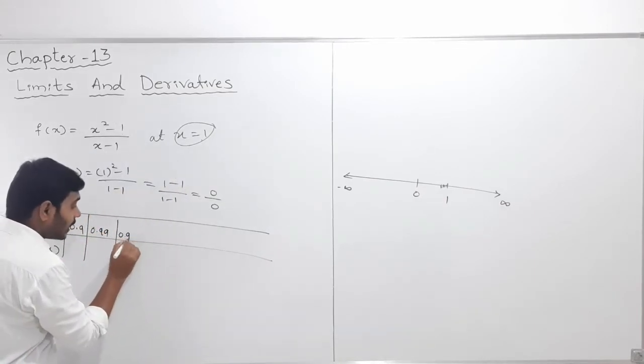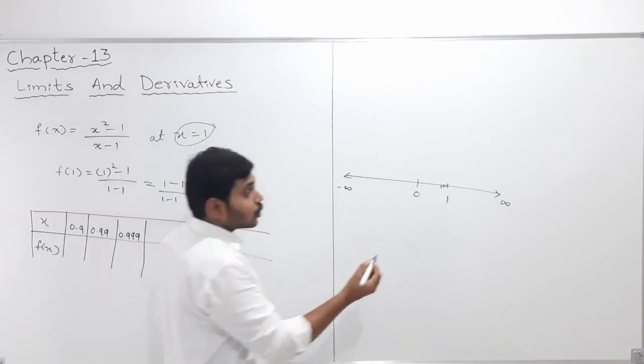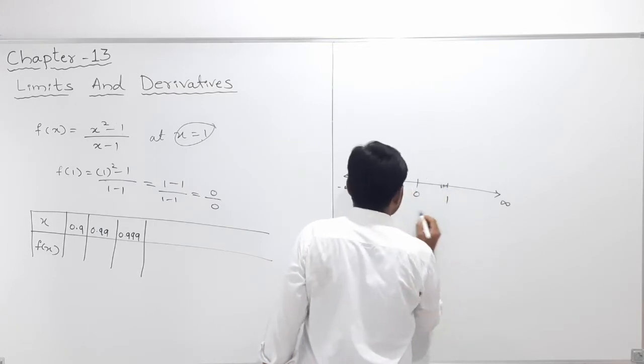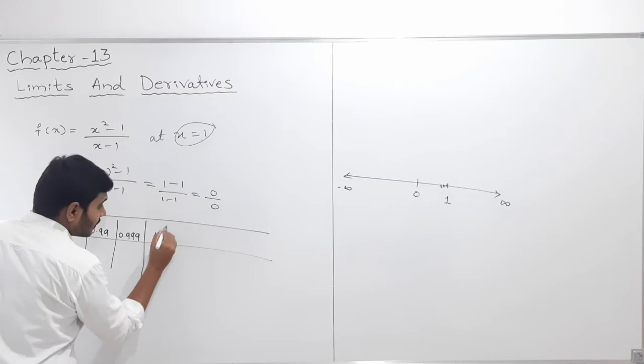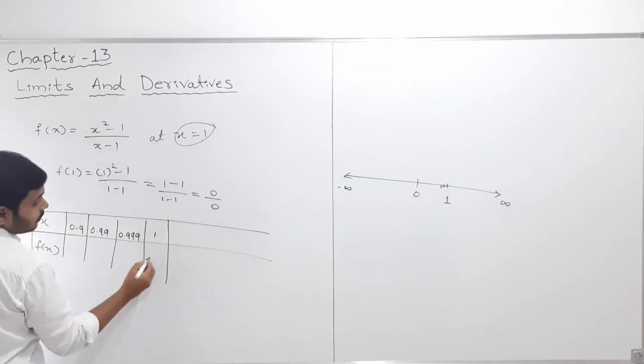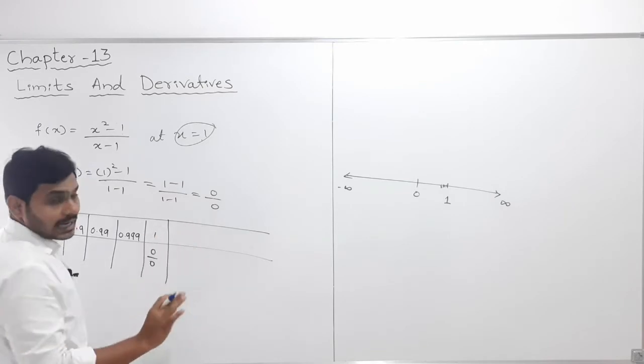Next, I'll take 0.999, very close to 1. I am giving the values. If your x value is exactly 1, what happens, my dear students? Then you will get the 0 by 0 form. Am I clear? You cannot calculate at exactly 1.